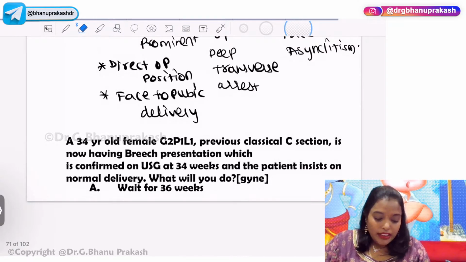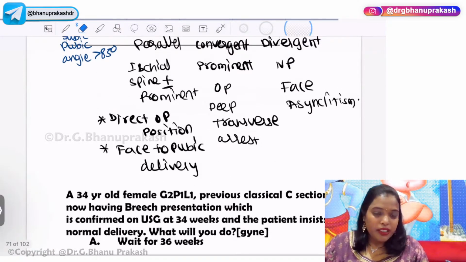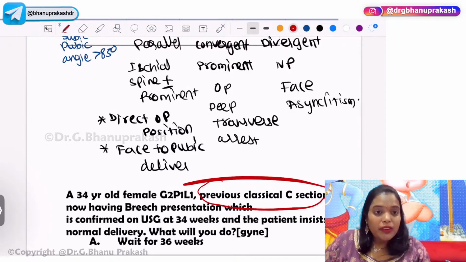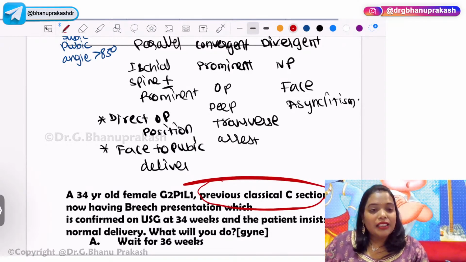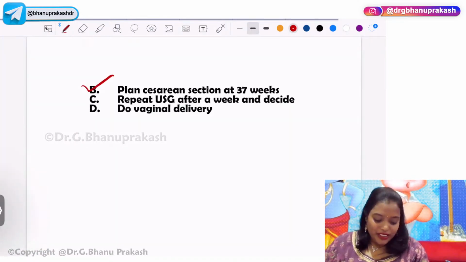Very good. So the answer here will be classical, guys, because as I've taught you, up to 36 weeks you can wait and watch. But what you would miss is she's having a previous classical. Once a classical, you cannot do vaginal delivery. So that is why you have to plan for cesarean section at 37 weeks.